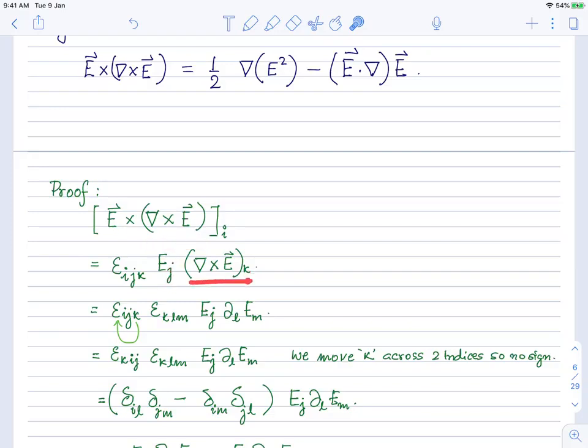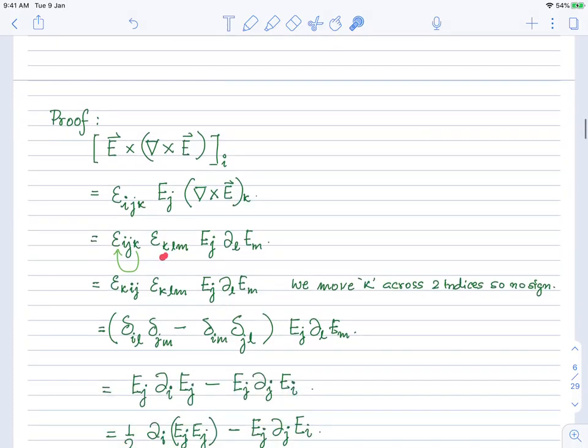But then I can write this out again. I have written epsilon, so this is the k index that has come here, epsilon klm, and then this del will have the L index, because this is the curl, and the M index will be carried by this E out here. Okay, so that's how I have written everything out.